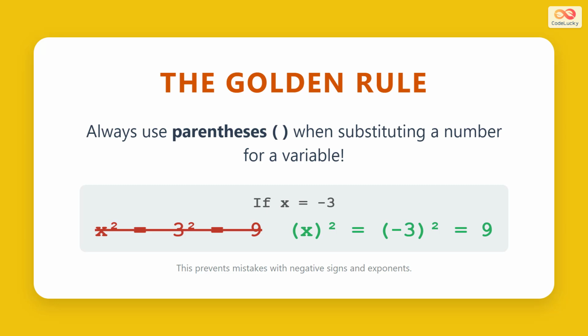Here is the most important rule for today. The golden rule: always use parentheses when you substitute a number for a variable. If x equals -3 and you need to square it, writing -3 squared without parentheses gives you -9, which is wrong. But with parentheses, (-3) squared correctly gives you +9.